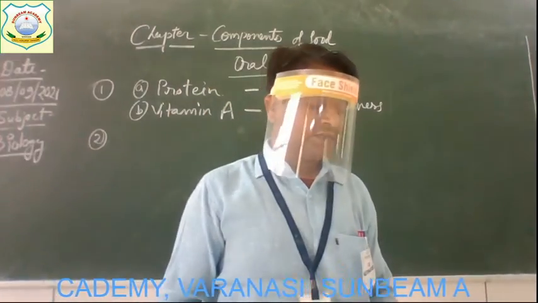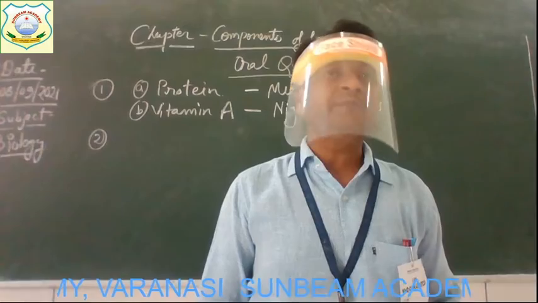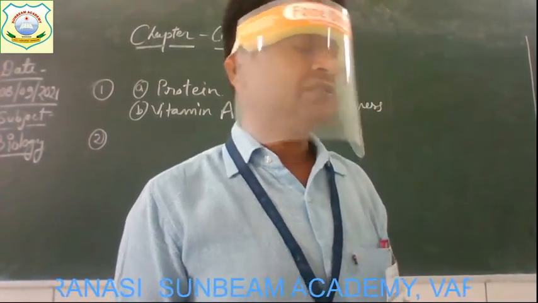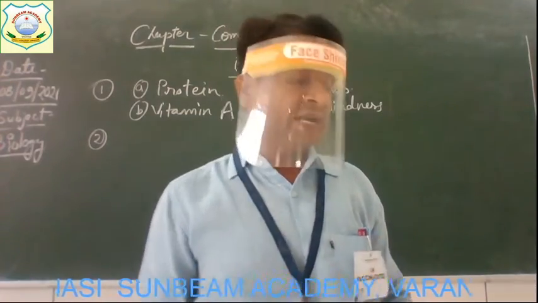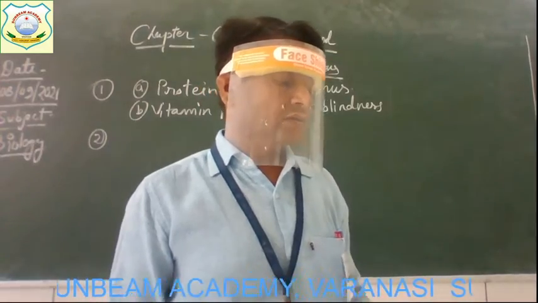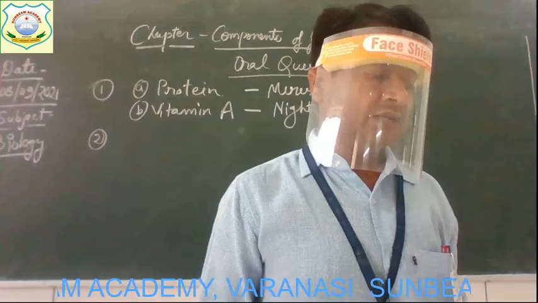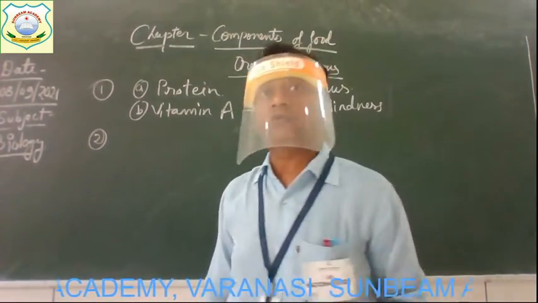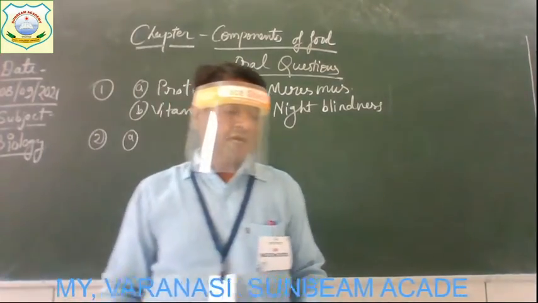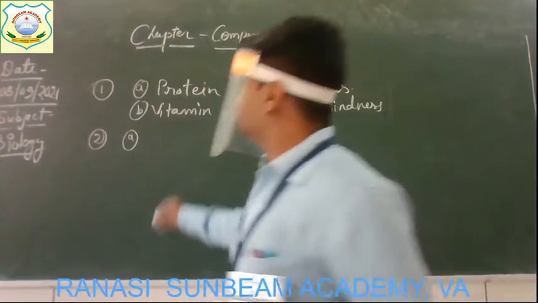And the question is, identify the possible disease from the given symptoms and the reason for the disease. The 4 different symptoms are given. You have to identify the name of the disease, alright? And the reason of this disease also. So the first symptom is, a child has bow legs. What is the name of the disease?